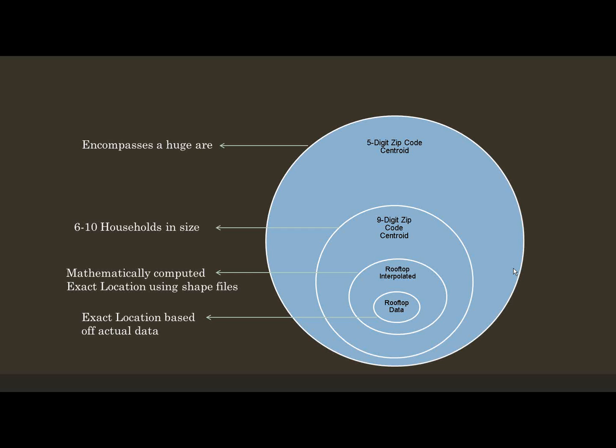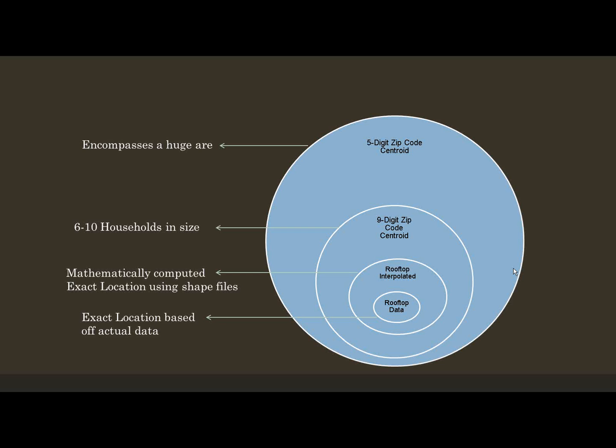But of course, one level below that, which is the most accurate form of geocoding information, would be the exact location based off of actual data. So this is where you see Google going around and doing their own clicking of locations. So this is actually how they do their individual points of data.